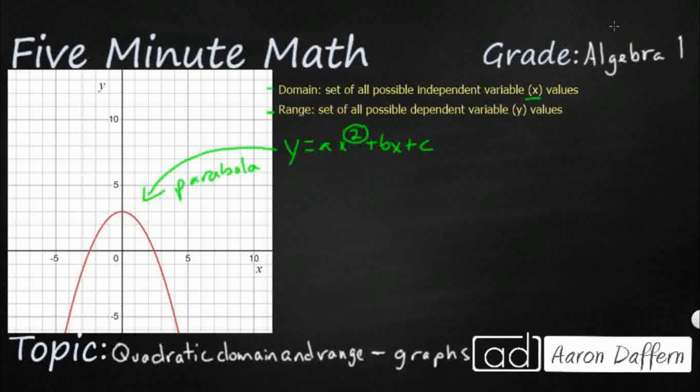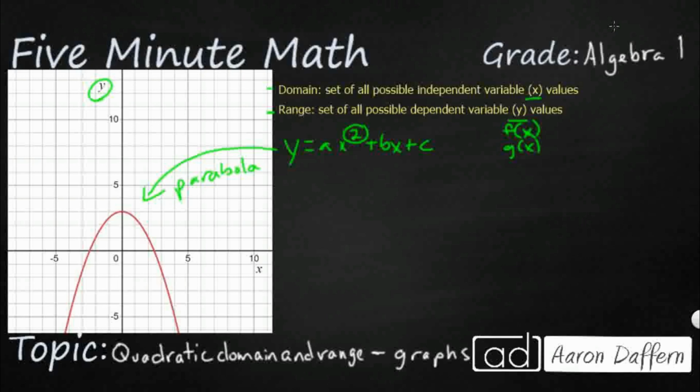Now the range is all possible dependent variable values. In this case it's going to be the y, but sometimes if it's a function it might be f of x. It might be g of x. This one changes quite a bit depending on what type of problem you have. But the range is always going to be the dependent variable values. It's going to be the vertical line on the axis.